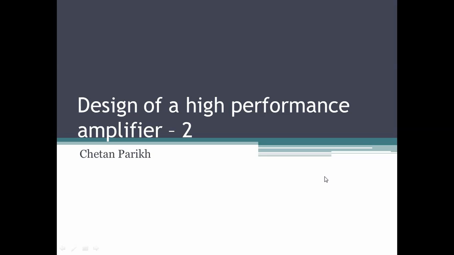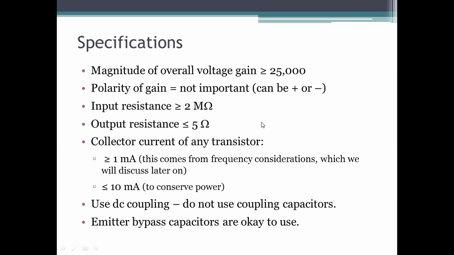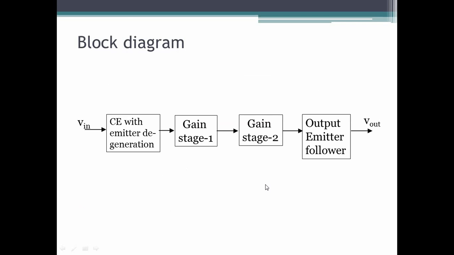So we continue with our design of a high performance amplifier that we had started last time. Just to quickly recap, we had set for ourselves these specifications: an overall voltage gain of 25,000, input resistance 2 mega ohm, output resistance less than 5 ohms, the collector current to stay between 1 milliamp and 10 milliamp, and to use only DC coupling across stages. And last time, this is the block diagram we had come to by the end of that lecture.